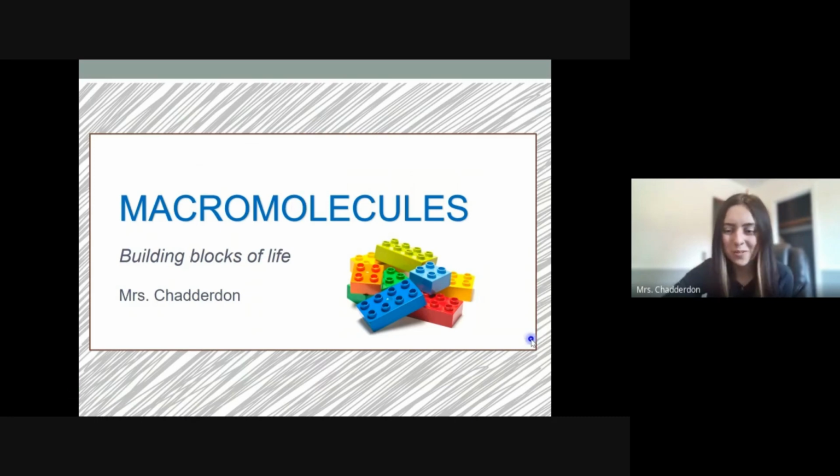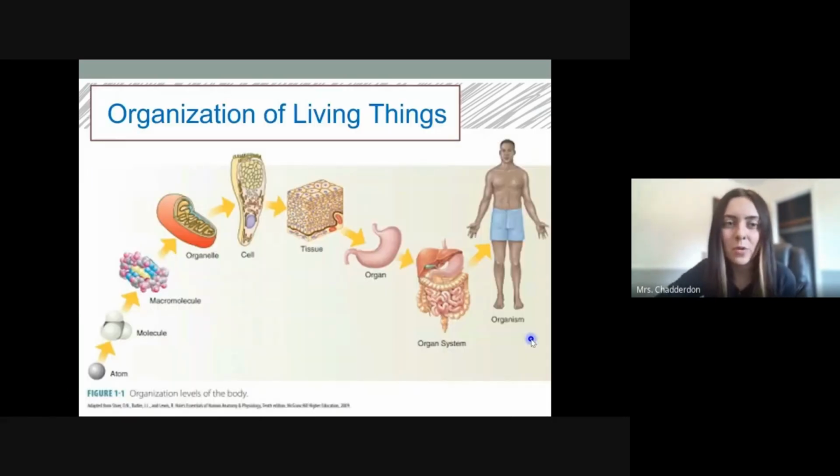Hey, macromolecules. So let's talk about the organization of living things. We have organisms that we can break down into smaller parts to learn about. The smallest part is the atom. Now we are starting here at macromolecules. All of this here is chemistry, physical science type stuff. There are 4 macromolecules that we'll be talking about.